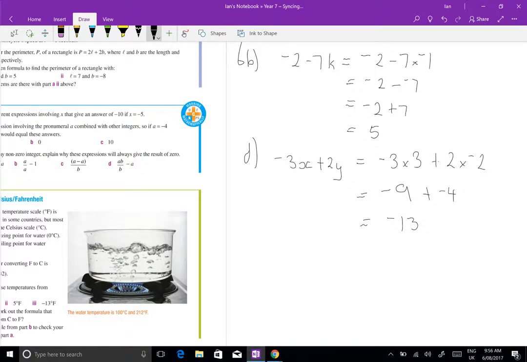And that's substitution, plus a brief description of what we're doing with these expressions, and what a pronumeral is, and what a constant is, and what a coefficient is, and what a term is. All right.